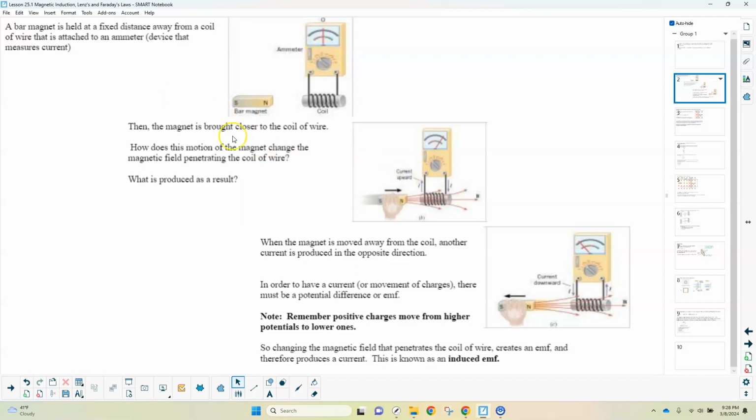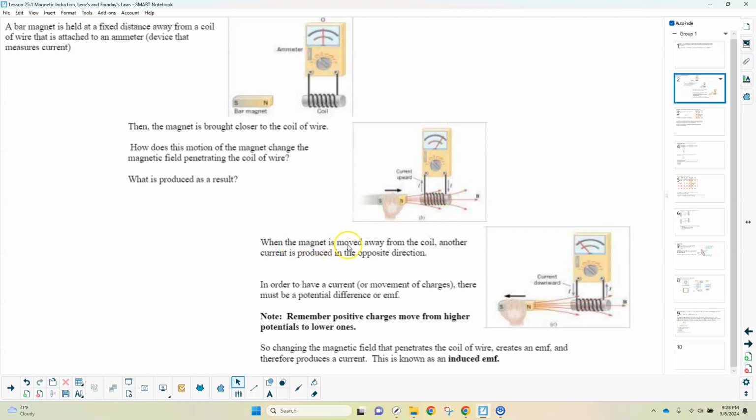Then in this next picture, the magnet is brought closer to the coil of wire. So there's more magnetic field lines penetrating that coil of wire, and as a result, you get a current. The meter measured some current, and that's why the line has gone from 0 to some new number. Eventually, if we stop, it goes back to 0.